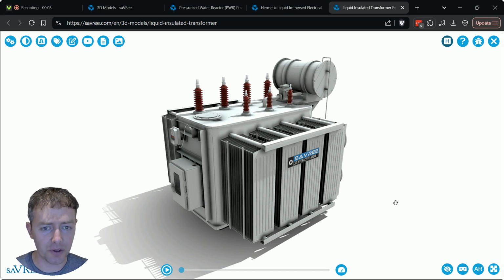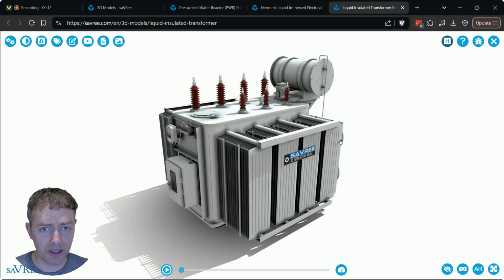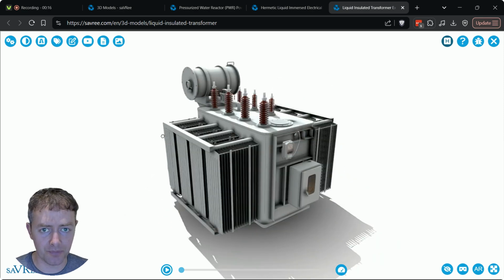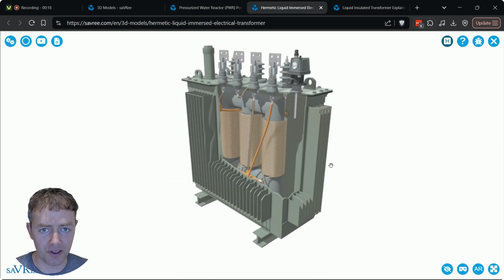In this video, I just want to talk to you briefly about electrical transformers. Electrical transformers, they come in different shapes and sizes. Here is one. Here is another.